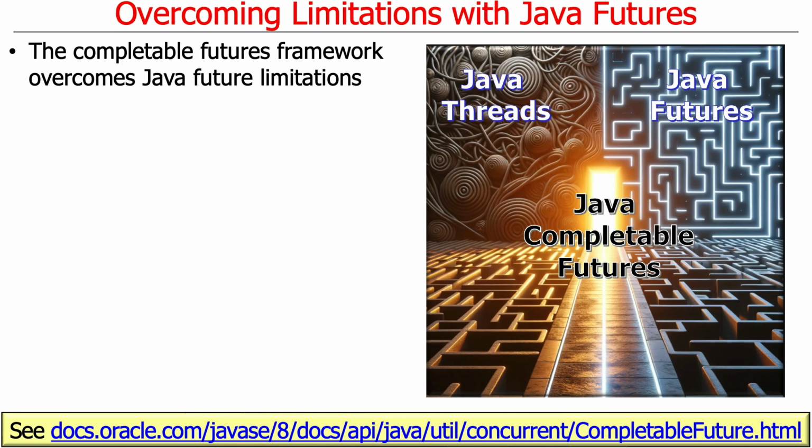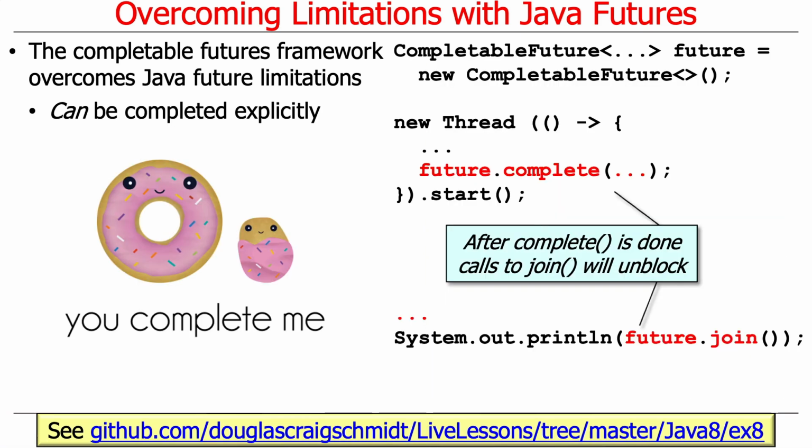So how are completable futures going to overcome the limitations with futures? Well, we're going to see that if you program with Java futures, you have a very complicated maze and twisted path of complexity. If you program solely with Java threads, you have a maze of complexity. If you program with Java completable futures, you have a nice path that leads you into the guiding light of harmony and perfection and clarity. So let's see how we can do this.